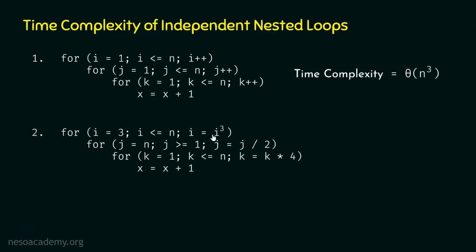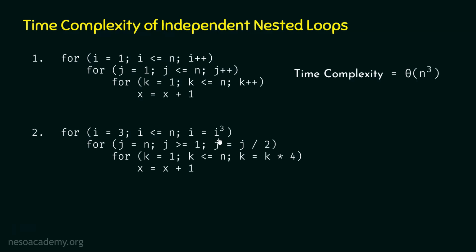Here in this for loop, i is initialized to 3, i is compared with n, and i is updated to i cube. We know how to find the time complexity of this for loop. We learned in one of our lectures how to find the time complexity of a loop where, in the update expression, the variable is raised to the power of some constant. Here in this update expression, we can observe variable i is raised to the power 3, which is a constant.